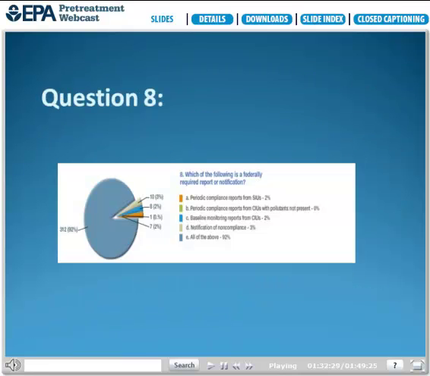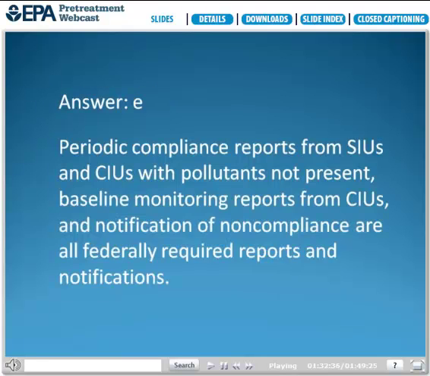A, periodic compliance reports from SIUs. B, periodic compliance reports from CIUs with pollutants not present. C, baseline monitoring reports from CIUs. D, notification of noncompliance. Or E, all of the above.